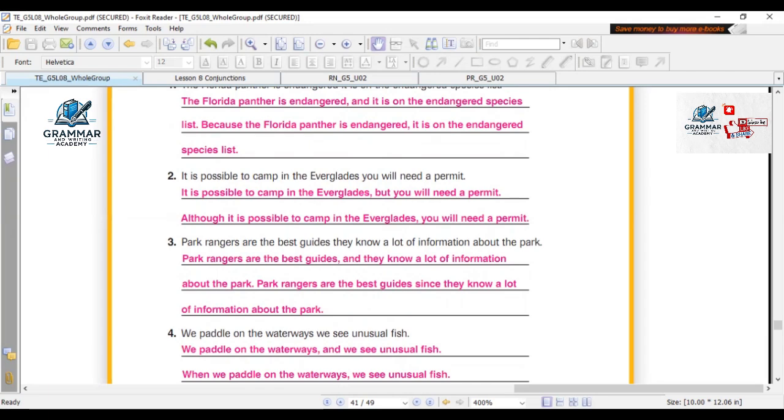Thank you so much, Ali. And the first one here, comma and, a coordinating conjunction. For this reason, we have a compound sentence. And the second one here, when, comes at the beginning and we start with a small letter. When we paddle on the waterways, comma, we see unusual fish. When is a subordinating conjunction. For this reason, we have a complex sentence.